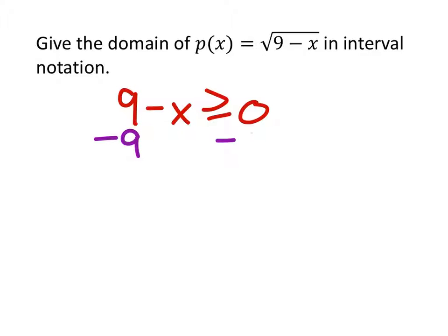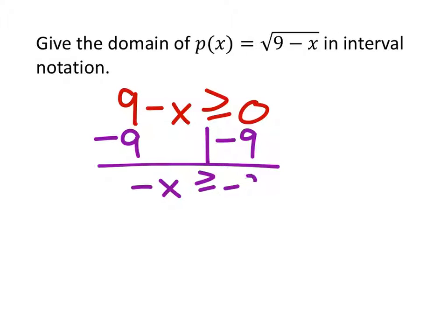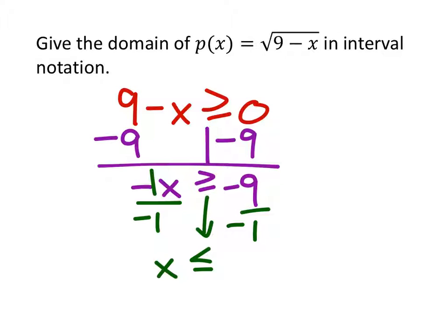So to solve this one, we would subtract 9 from both sides. And again, this is the domain because we're looking specifically at the x. So I've got negative x is greater than or equal to negative 9. And this is going to take us back. Right here, I've got to divide both sides by a negative 1. Since I divided both sides by a negative, it's going to flip the inequality so that I get x is less than or equal to positive 9.